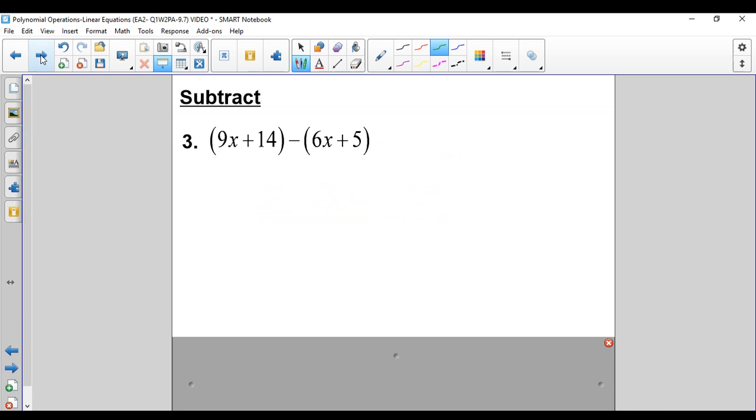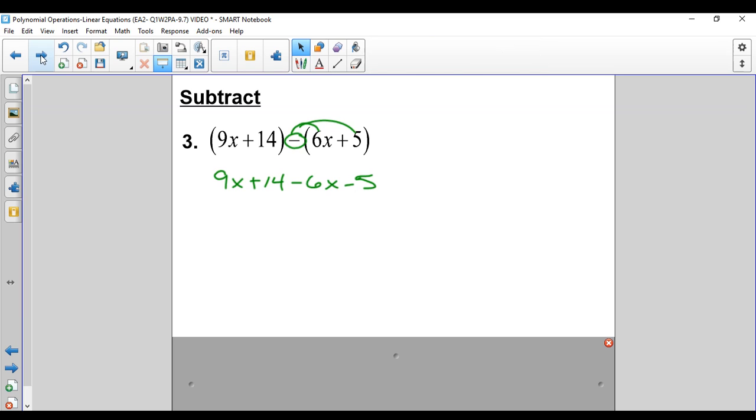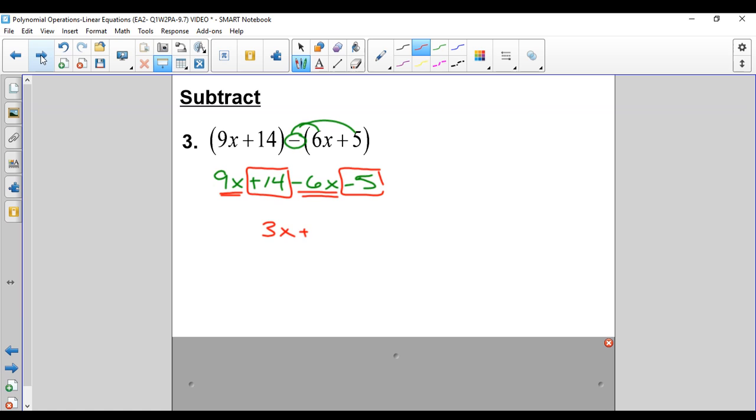Subtraction on the next slide here, you need to watch yourself. Parentheses play a role. If we're subtracting the whole set of parentheses, that means I need to distribute that negative. So I rewrite it personally. Minus 6x minus 5. And then all you have left to do is combine like terms. 9x minus 6x is 3x. 14 minus 5 is positive 9. No need to factor out the 3, just leave it as is.